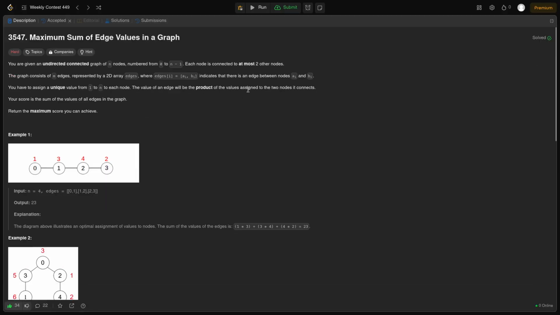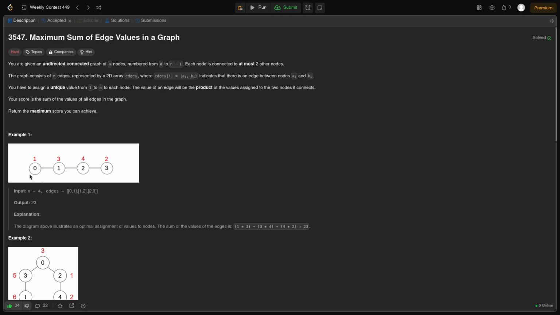Anyways, each node is connected to at most two other nodes. The graph consists of m edges, represented by a 2D array edges, and an entry into this edge vector indicates that there is an edge between the nodes A and B. So what we need to do is assign a unique value to each node such that the value of an edge, which is the product of values assigned to the nodes that it connects, is a maximum score, right?